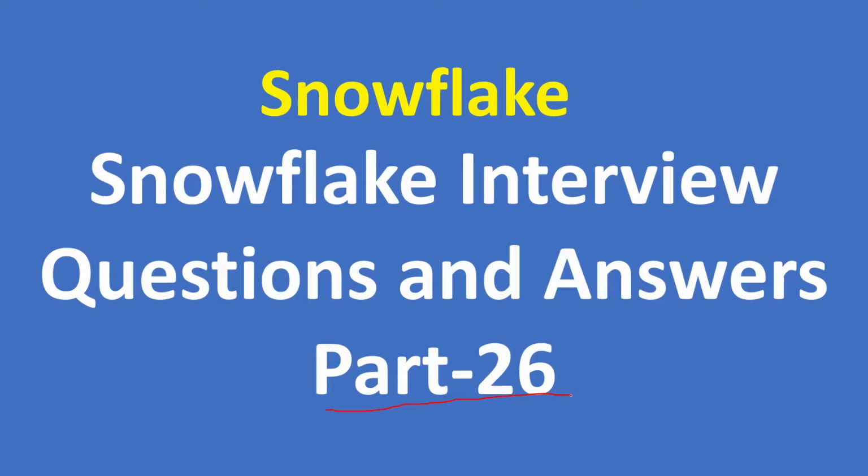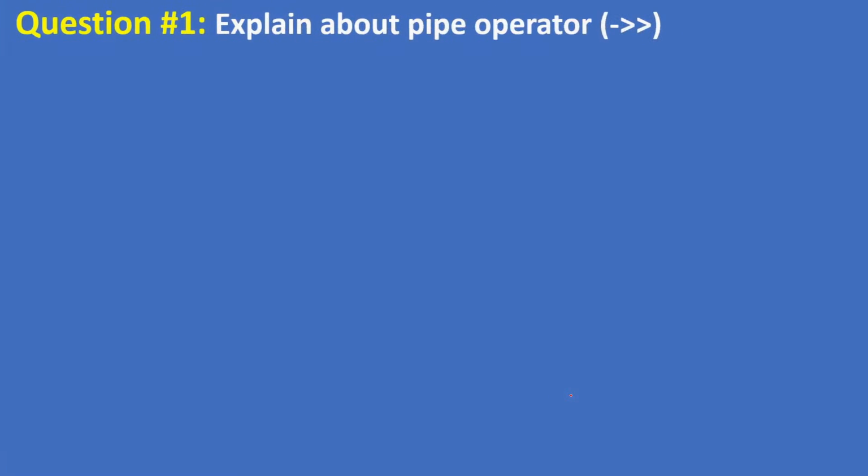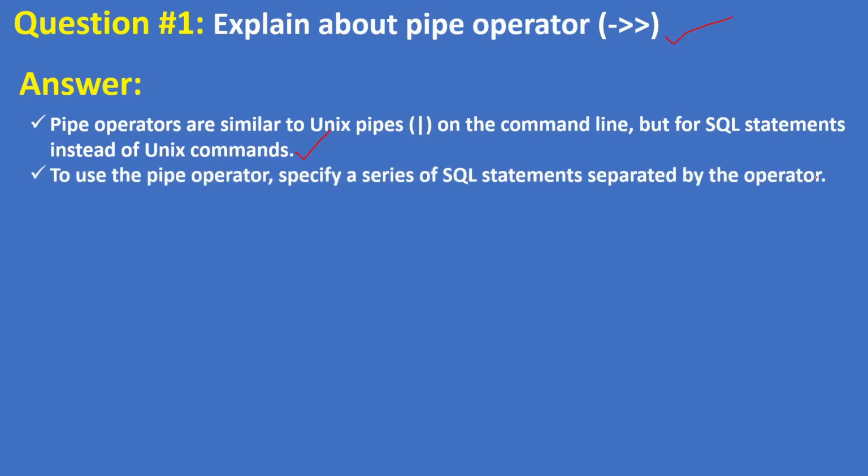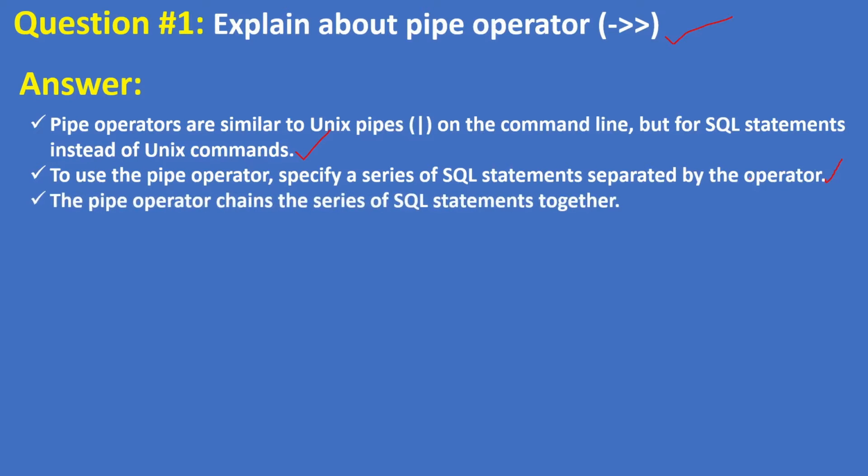Let's jump right in. Question 1. Explain about the pipe operator. Pipe operators are similar to Unix pipe on the command line, but for SQL statements instead of Unix commands. You use the pipe operator to specify a sequence of SQL statements where the output of one statement becomes the input for the next. The pipe operator chains the series of SQL statements together.